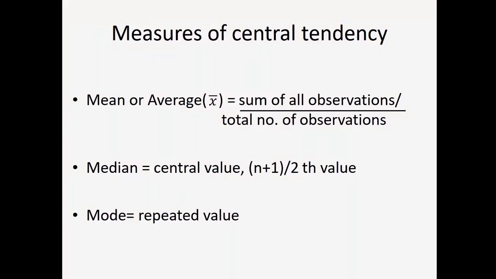Statistical problems. We start with the measures of central tendency: mean, median and mode. The mean is otherwise called the average, or arithmetic mean, calculated as the sum of all observations divided by the total number of observations. Median is the central value. After arranging all the values in ascending or descending order, we take out the central value, which is called the median. If the number of observations is large, then the (n plus 1) divided by 2th value is considered the median. Mode is the most repeated value.